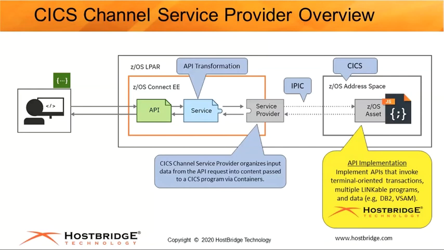This design pattern says the API request comes in, transformation occurs if necessary. We go to the channel service provider. All the inputs are organized into containers. Then a link request flows across IPIC. CICS gets that, now passes control to HostBridge. HostBridge does its orchestration activity, and then the response goes back.